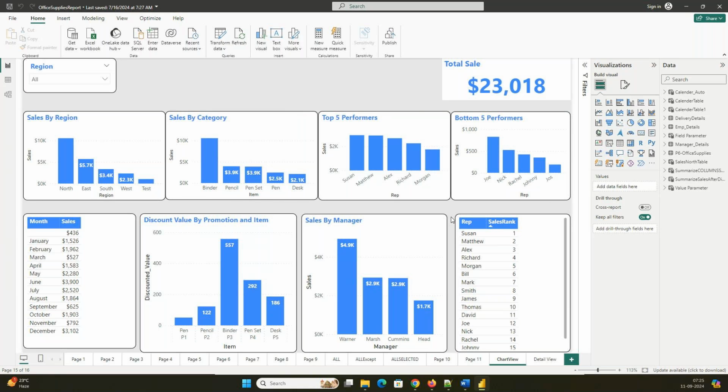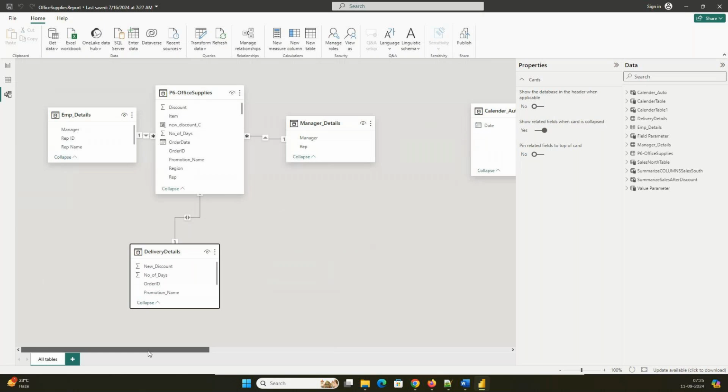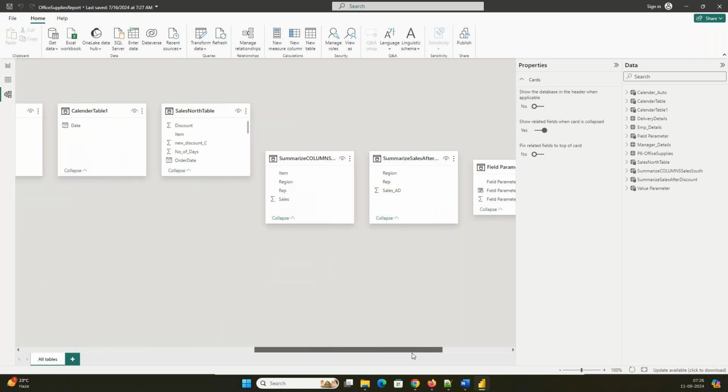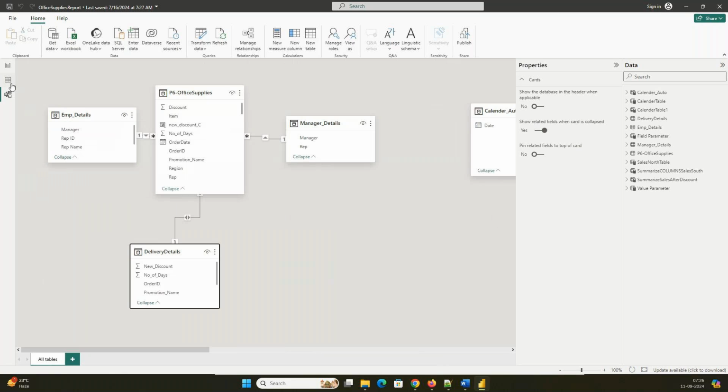So who is performing better? Which region is performing better? Which manager, how much is contributing to our business? And what is the discount that we are providing on which item? All those numbers are visible here. But for doing this, if you see in my model view, I am connected to four different data sets. After connecting to them, I am creating a calendar auto table, a sales north table, summary tables, field parameter, value parameter. Multiple things I'm doing on this report.